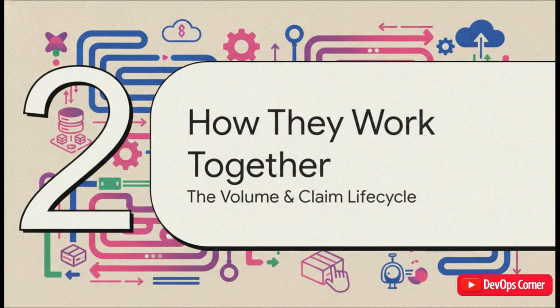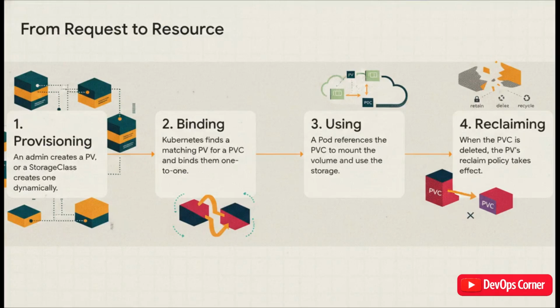So we have these two pieces of the puzzle. But how do they actually click together? How does a developer's request get turned into real, usable storage? Let's walk through the lifecycle and see how it all connects. It all happens in 4 main stages.